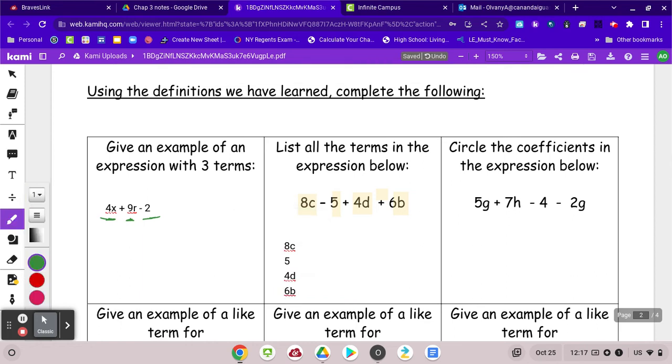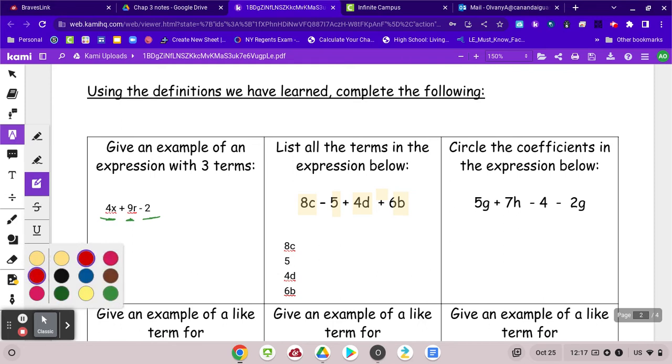The third box says to circle the coefficients in the expression. I'm going to highlight them. Remember, the coefficient is what's multiplied by the variable. So 5, this is 7. 4 is a constant, so it doesn't have a coefficient, and then 2.